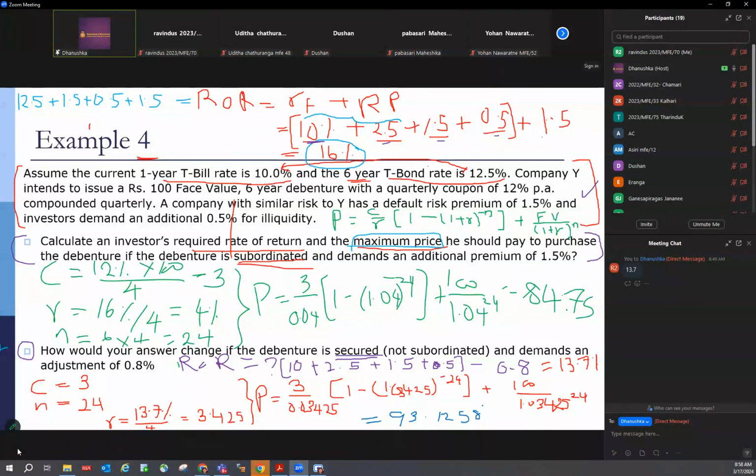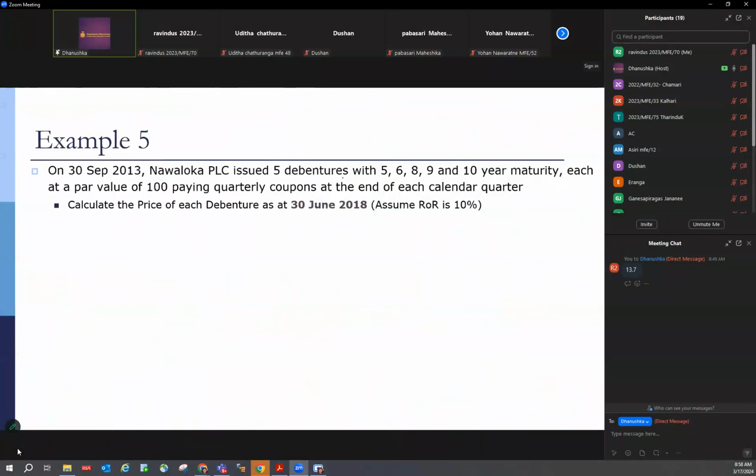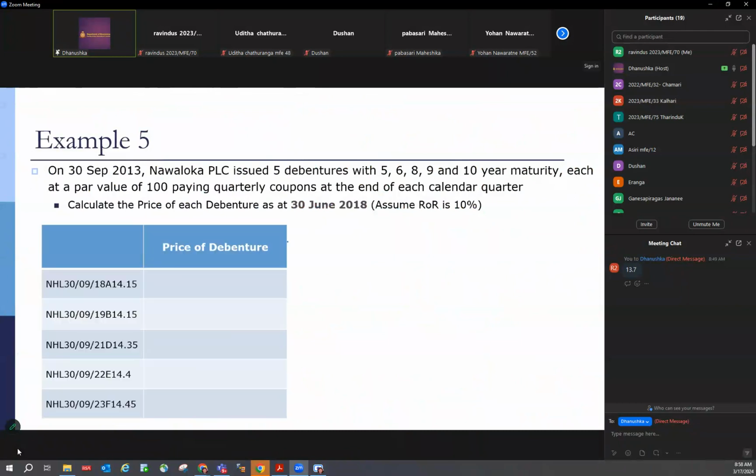So this sum is there for you to understand how your risk premiums adjust. Risk premiums adjust, and your required rate of return changes with different indenture provisions. Try this sum. Try the first part, and then I'll give the answers to the next parts, but try the first part.